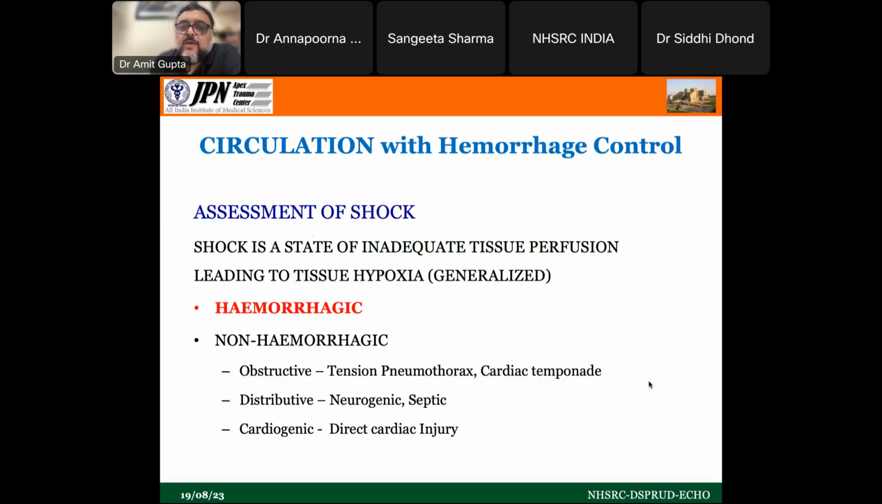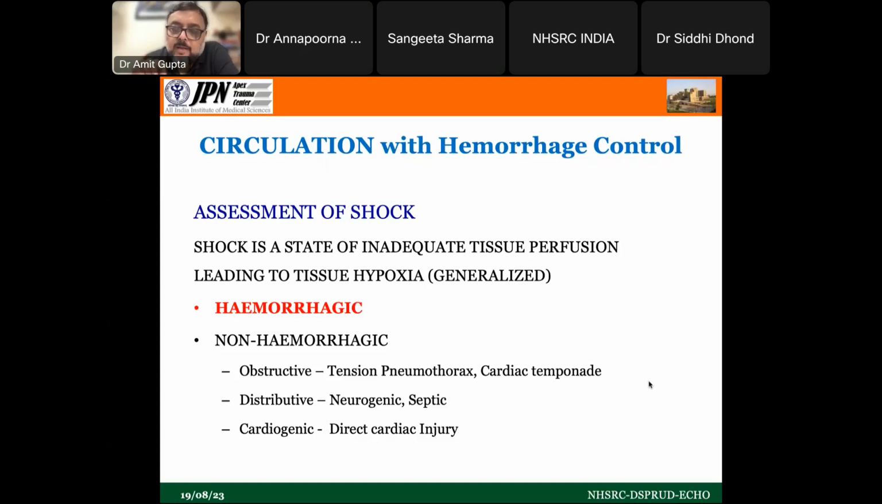Circulation. You assess shock as soon as the patient enters your emergency room, right? Shock is nothing but a state of inadequate tissue perfusion leading to tissue hypoxia. So it has got nothing to do with blood pressure, right? Blood pressure or a decrease in blood pressure is a result of all this happening or loss of blood. And in trauma, remember, hemorrhagic shock is there until and unless proven otherwise.